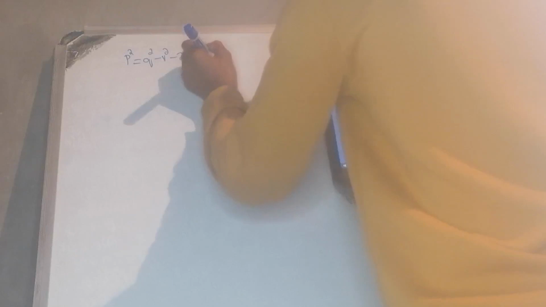Let's look at this one. Given that p squared is equal to q squared minus r squared minus qr, the cosine of angle p. Then cos p is equal to what? So meaning we are making cos p the subject of the formula. Now, how do we make cos p the subject of the formula?